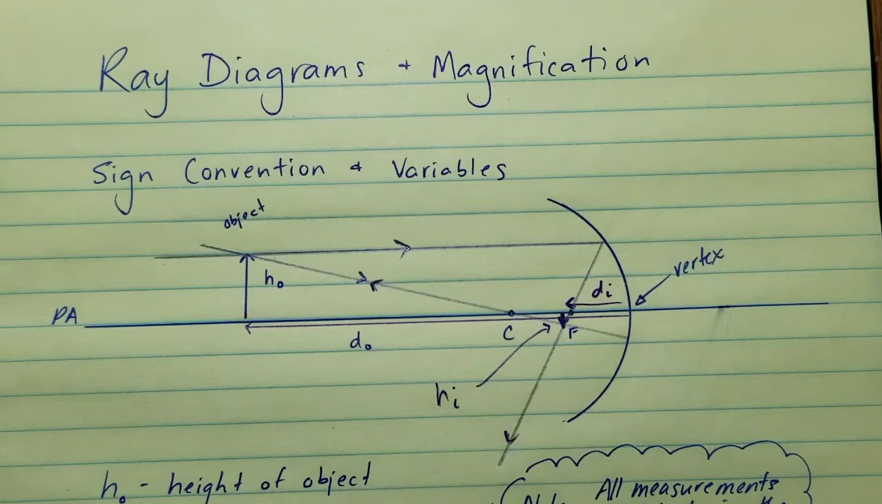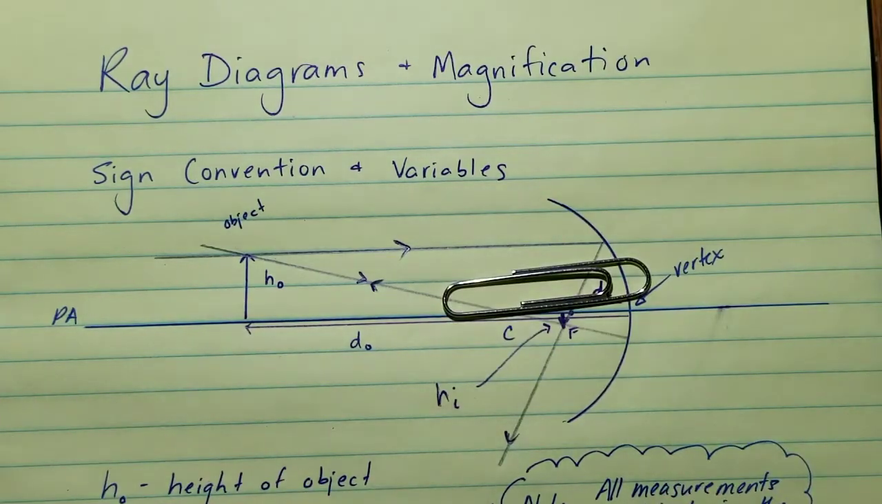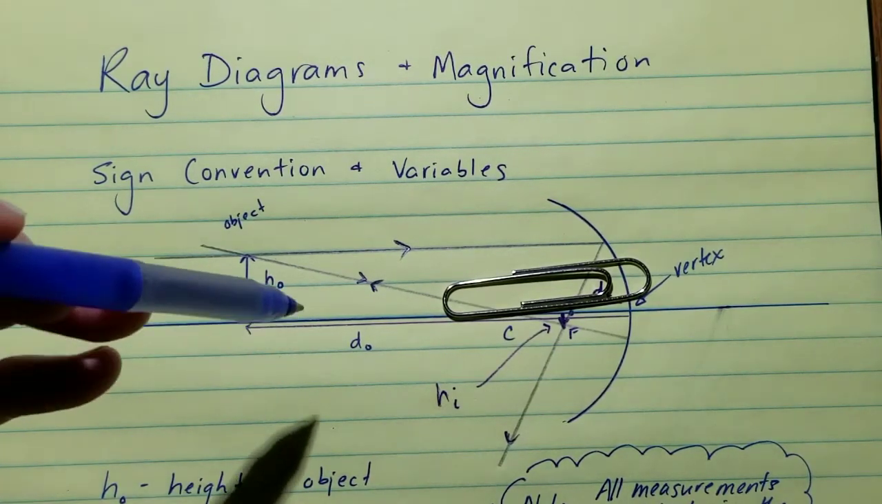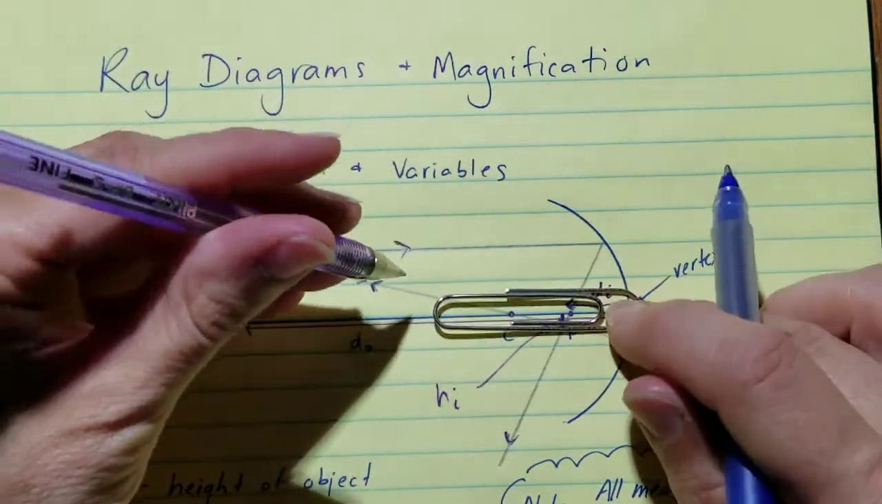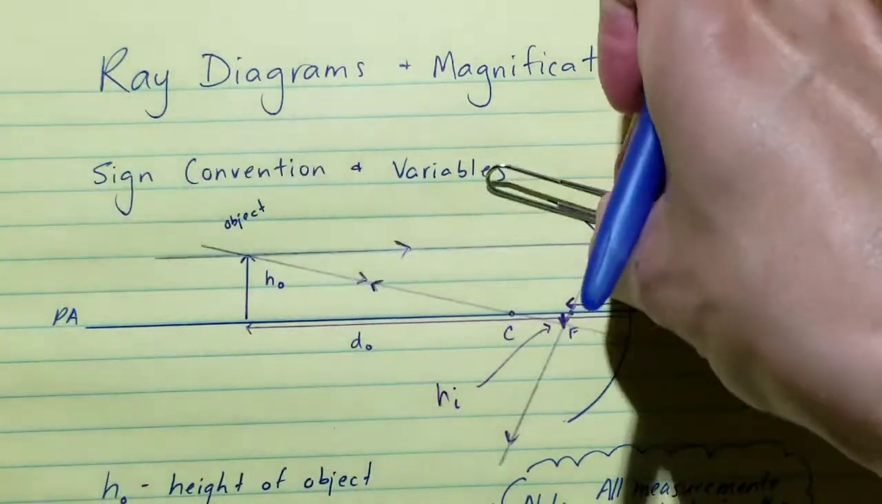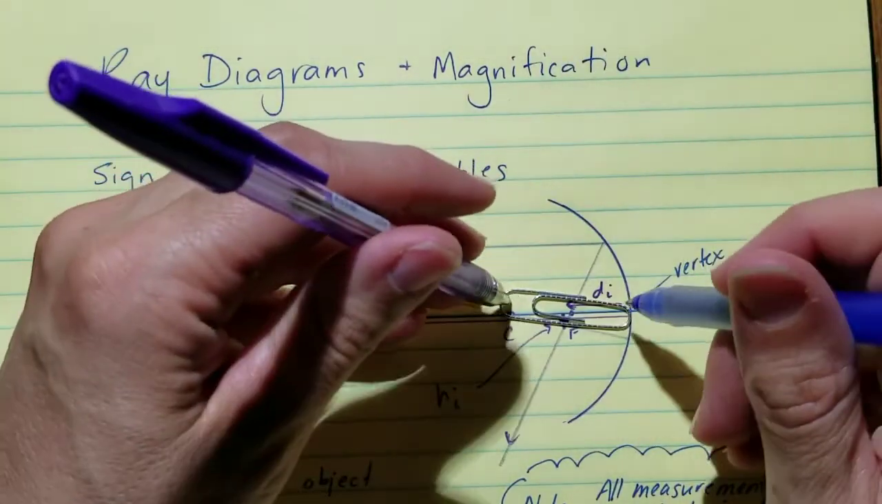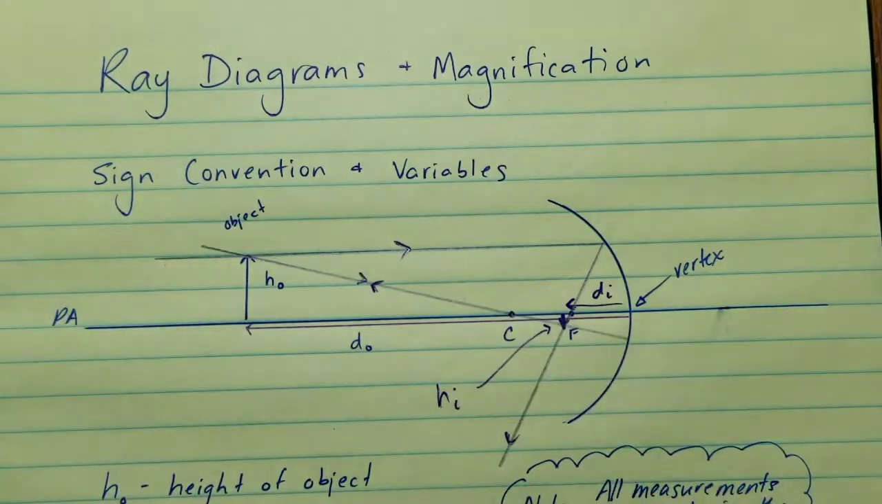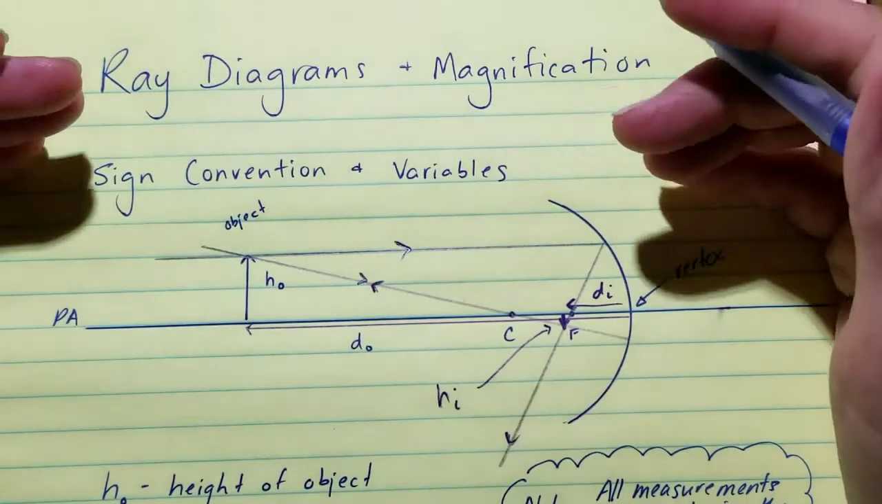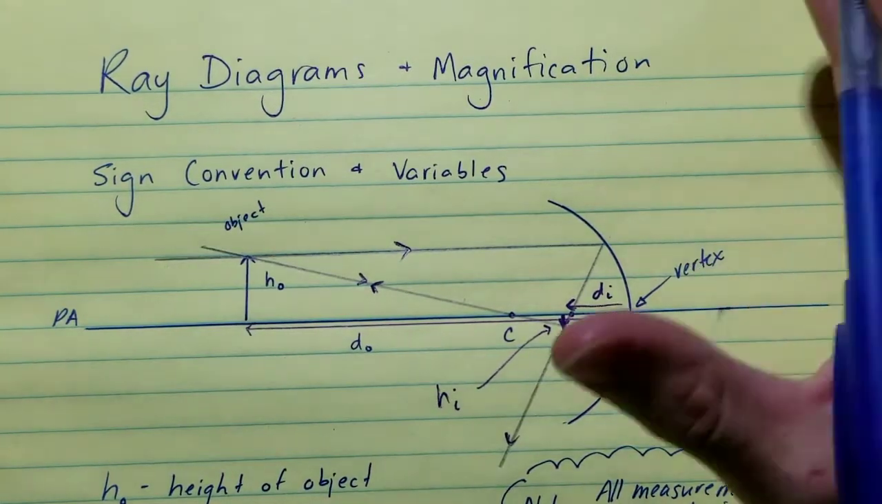First of all, I set this all up with my pen and pencil thing with my large paper clip. Nope, I did it with my small paper clip, sorry. Okay, so I set that up with this curvature. Not that it matters too much, it's just so that you know what I'm talking about. So I'm going to talk about sign convention and variables.